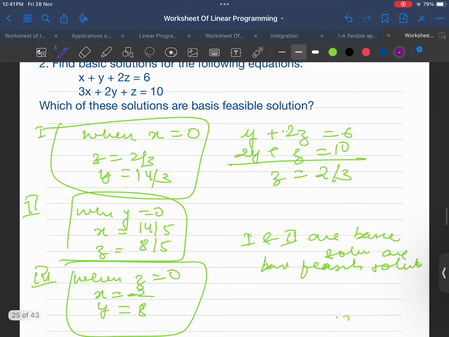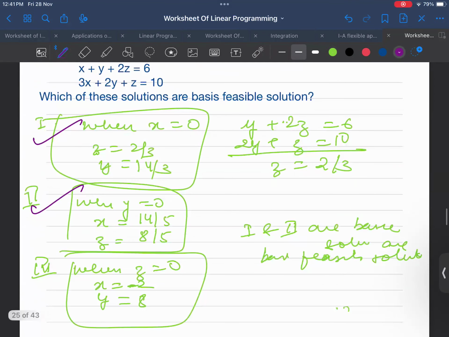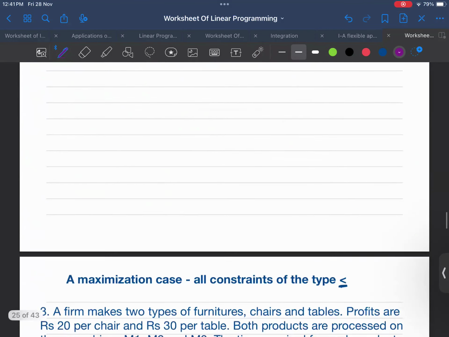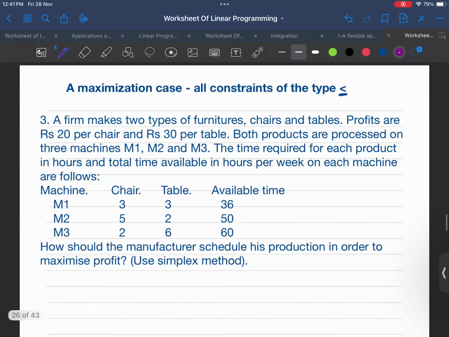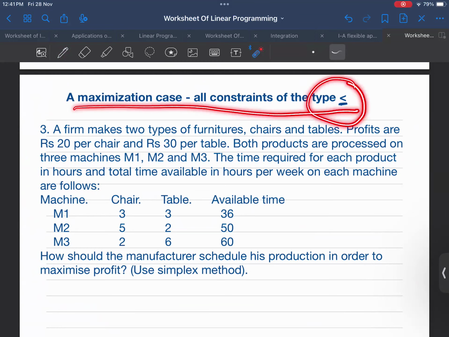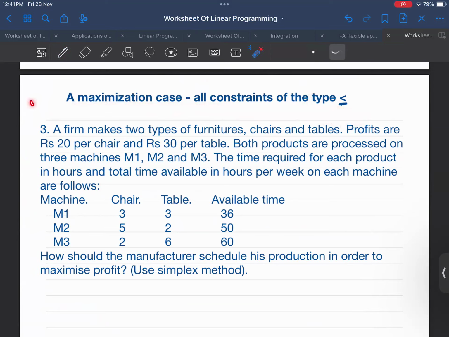ठीक है तो basic feasible solutions are only these two. क्यों? क्योंकि इसके अंदर नेगेटिव में वैल्यू आ गई है वन ऑफ द वेरिएबल विच इज नॉट पॉसिबल. I think it is clear. Then we will take a break, and then in the next session we will talk more about how to solve the maximization case, where all the constraints are less than or equal to, which is an important part from the exams perspective, right?